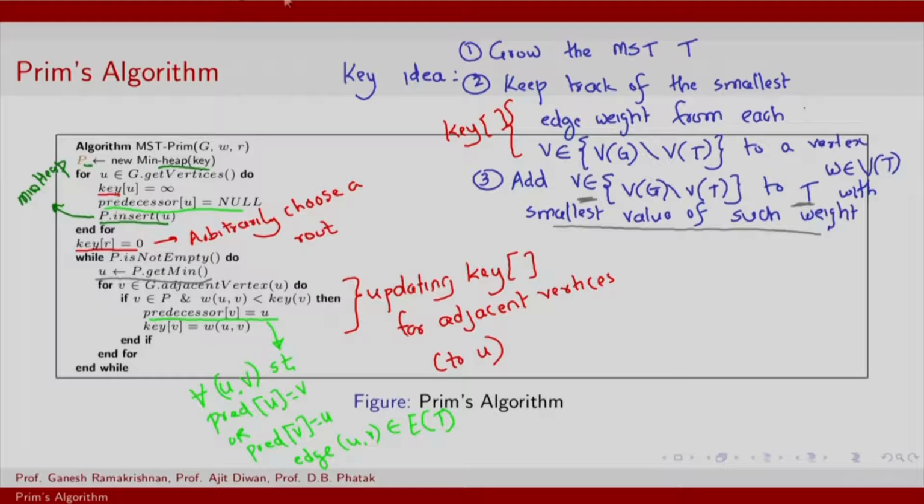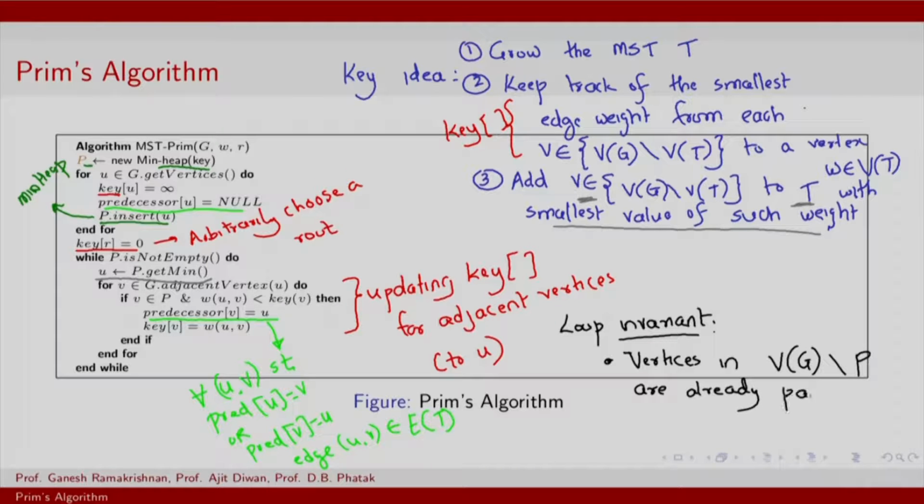So the loop invariant has a bunch of conditions. One of them is that vertices in V[G] minus those in the priority queue Q are already part of the minimum spanning tree.